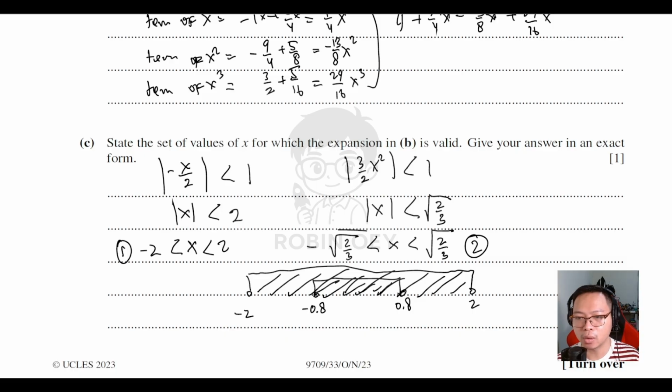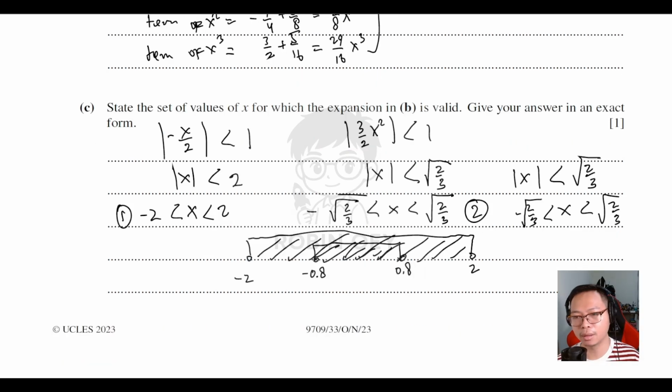Okay, so the final answer is modulus of x less than square root of 2 over 3. Or you also can write it like negative square root of 2 over 3 less than x less than square root of 2 over 3. Yeah, so both answers are correct. Okay, that is it for number 9C.